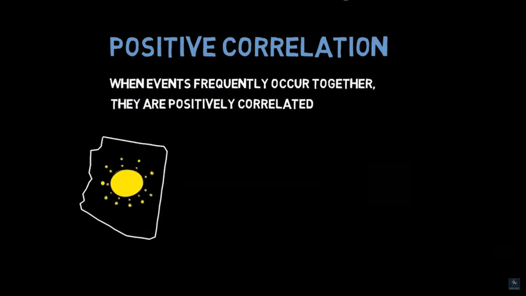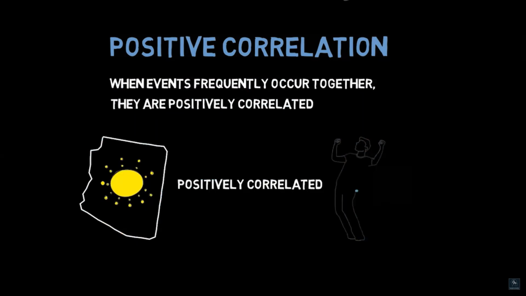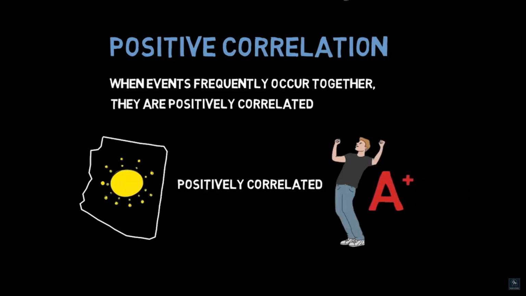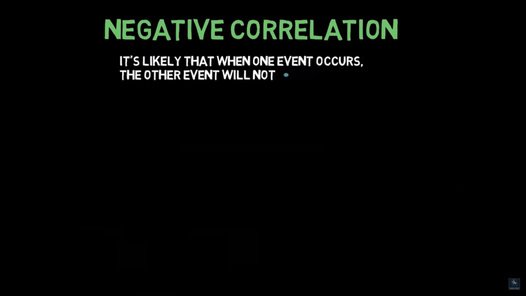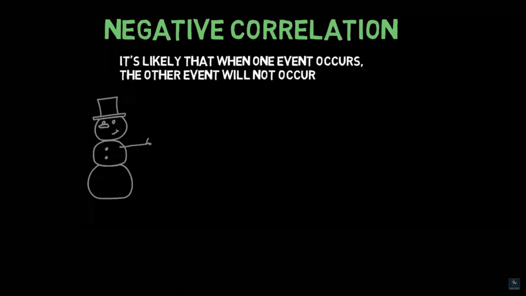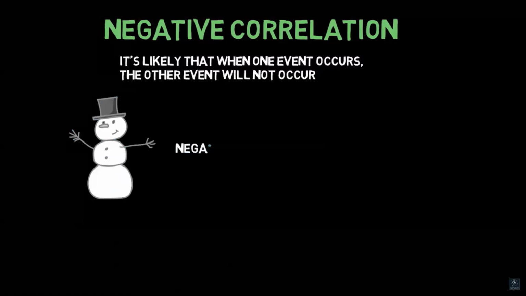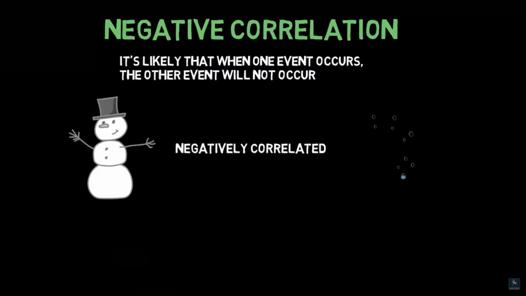In our first example, it being a sunny day in Arizona is positively correlated with Andy succeeding on his math test. On the other hand, two states are negatively correlated when it's likely that when one event occurs, the other will not occur. For instance, when it snows, it's often not very sunny, so snowing and sunniness are negatively correlated.